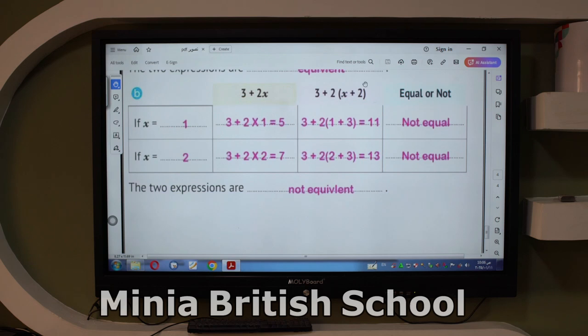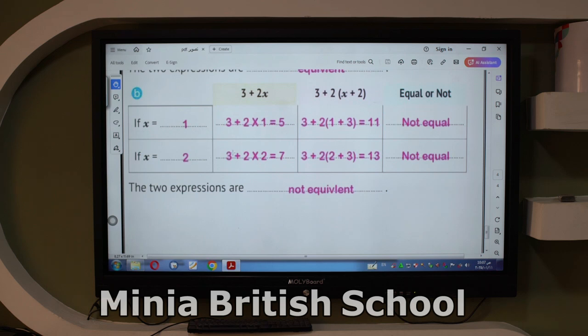The second expression, I will take x, put its value 1, then answer the bracket first. 1 plus 3 equals 4. And I don't have any sign between the number outside the bracket and the bracket. Then it's times. Excellent. 2 times 4 equals 8. 8 plus 3, 11. Then it's not equal. From the first value, it's not equal. But in the question, I told you to check with two values. Then you have to check with the second value.